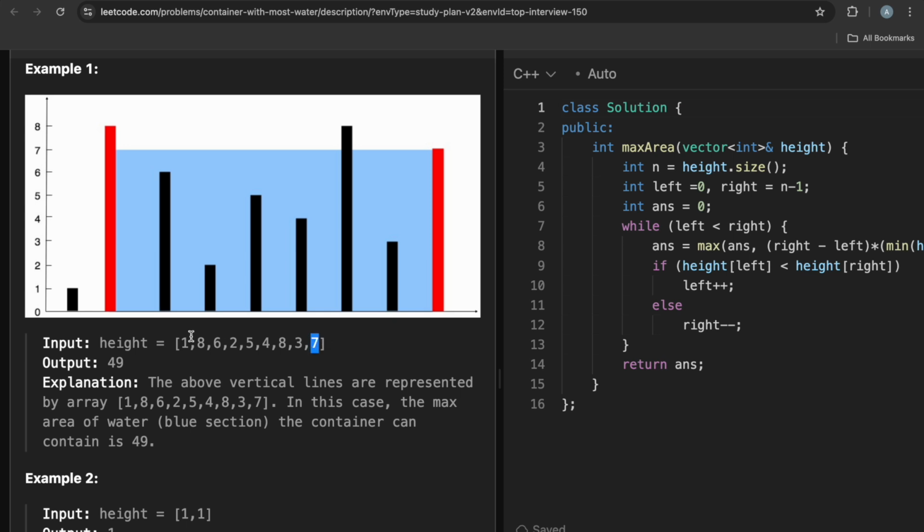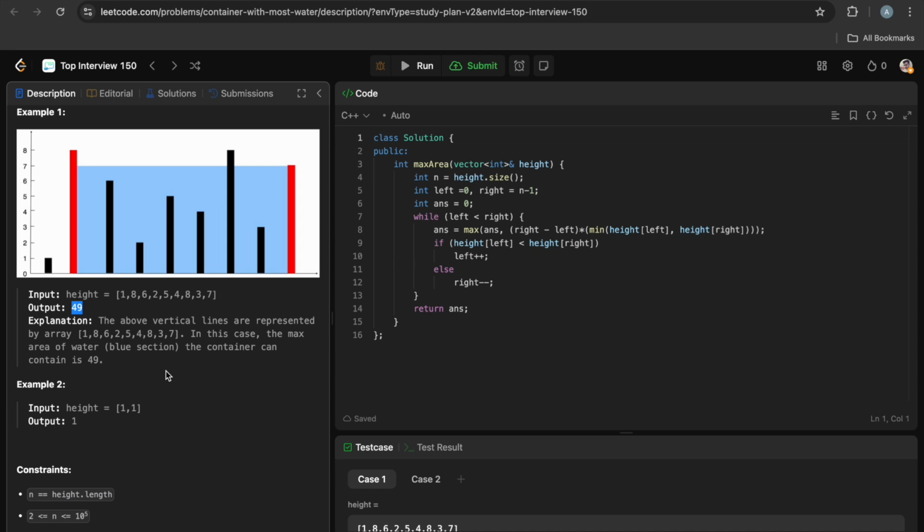So if the left pointer has the minimum value, then we'll move the left pointer. If the right pointer has the minimum value, then we will move the right pointer, and we will continue doing this until left is greater than or equal to right. Until that point we will keep on doing this, and we will continue updating our answer, and at last, whatever maximum answer we get, we will return it as the output. So this is the algorithm.